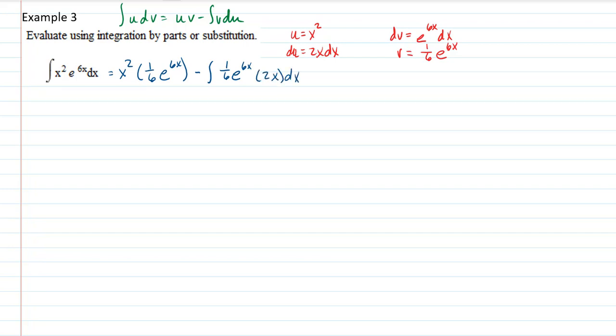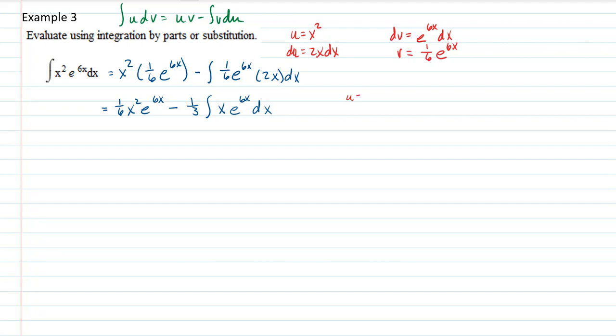So we're going to clean this up, and that's going to give us 1/6 x squared e to the 6x minus, and then 2 times 1/6 leaves me 1/3 as a constant. I can pull that constant out of my integral, and then I have x e to the 6x dx inside the integral. Now I have to evaluate this integral, and it looks like it's ready to do another integration by parts on, so I need to figure out what I'm going to let u be equal to.